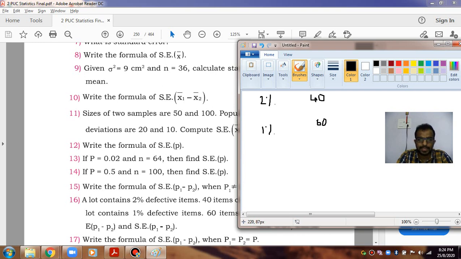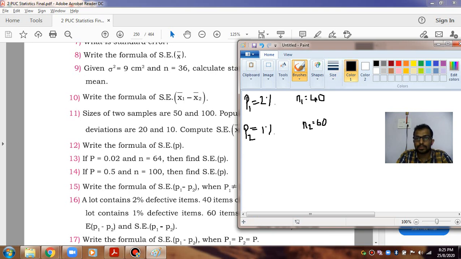Students, what is this 40 and 60? Big numbers. N1 and N2. Yes, very good. This is N1 and N2, sir. What about this 2% and 1%? Sir, 2% is for the first items. That means this proportion, sir. They have given proportion, capital P1. And this one is capital P2, sir.